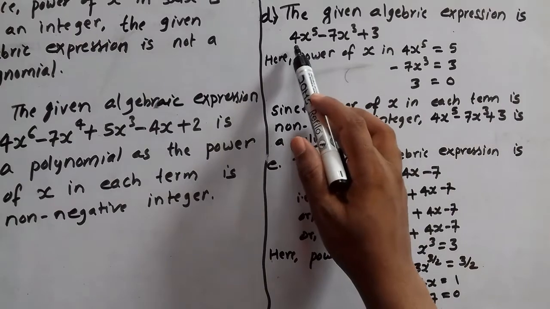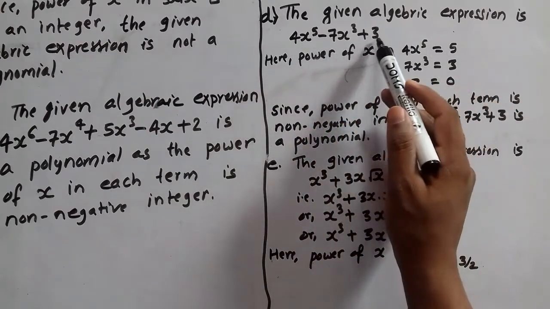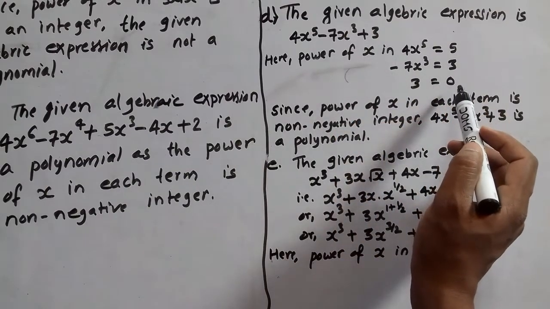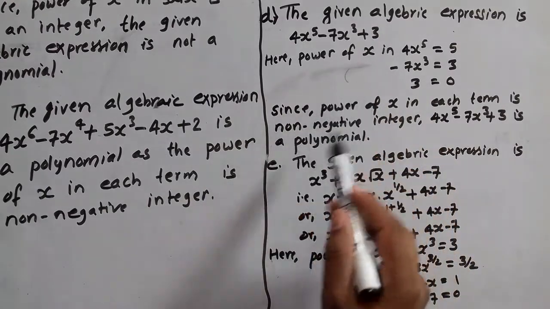Here the power of x in this term is 5, in this term it is 3, and in this term it is 0, and all of these, 5, 3 and 0, are non-negative integers, so this algebraic expression is a polynomial.